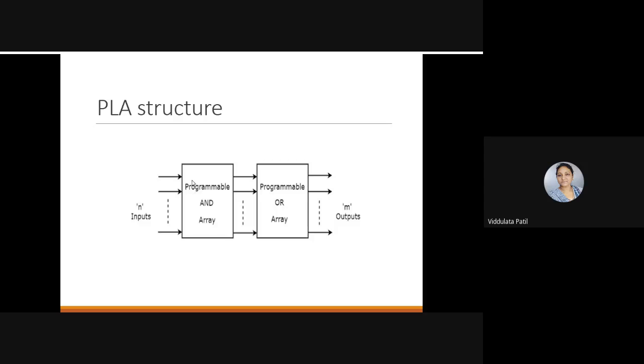So if we have a number of inputs, then depending on the programming, we can get m number of outputs here. Okay. So here we can program the AND array, depending on the requirements or the product terms that we want. And then to get the particular sum, we can program this OR array also. So both the AND as well as the OR array can be programmed in a programmable logic array.